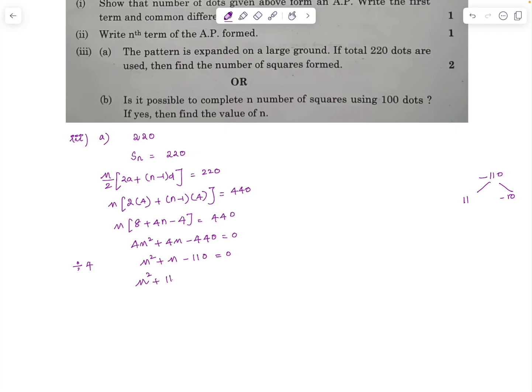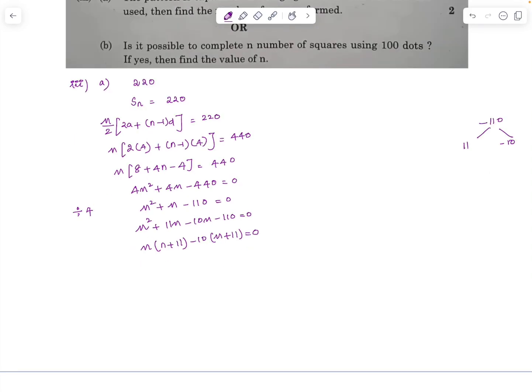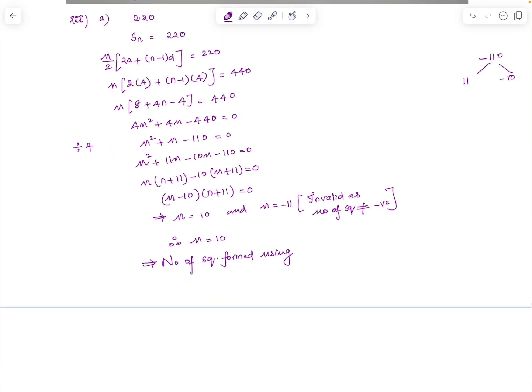n square plus 11n minus 10n minus 110 equal to 0. That is n minus 10 times n plus 11 equal to 0, which gives us the two values of n, that is 10 and minus 11. Minus 11 is invalid as number of squares can't be negative. Therefore, n is equal to 10. This implies that the number of squares formed using 220 dots is equal to 10.